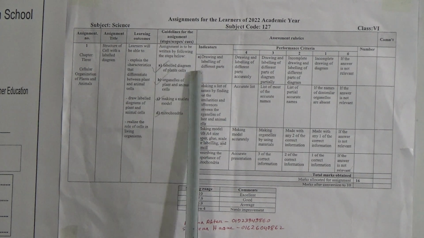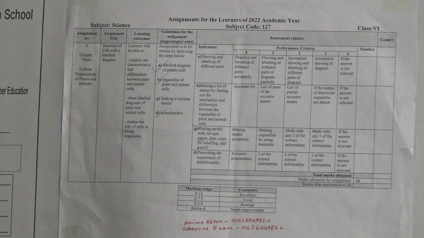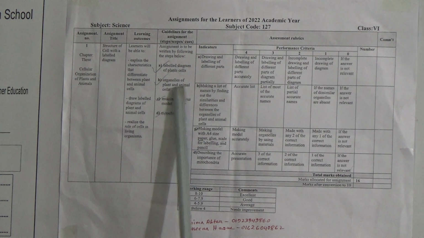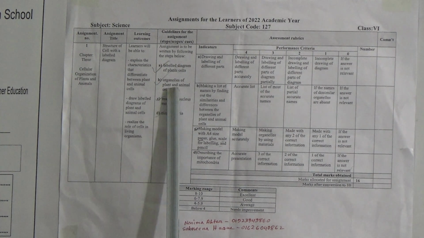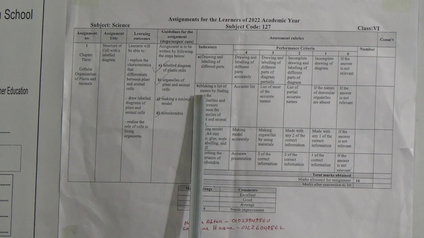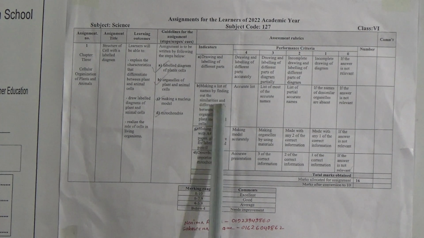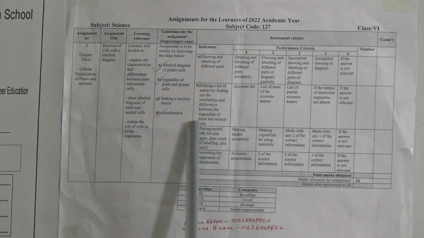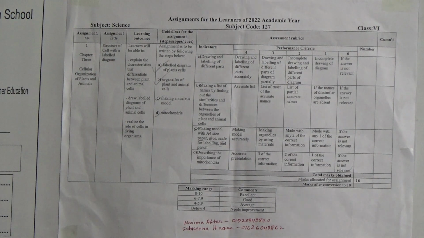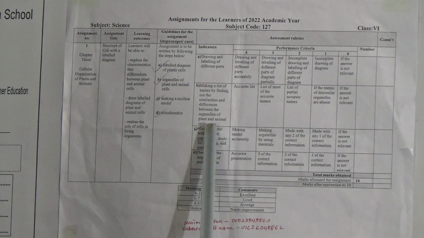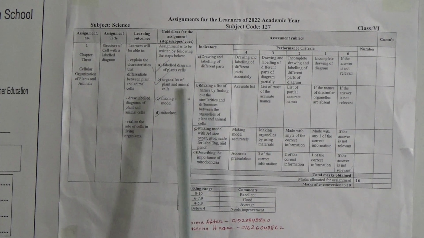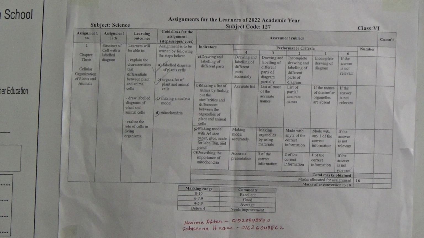The assignment is to be written by following the steps below. A number here is level diagram of plant cell. That means you have to draw a plant cell with level diagram. And B number, organelles of plant and animal cells. That means you have to make a list of names by finding out the similarities and differences between the organelles of plant and animal cells. We have to make a differentiate table, and write there the differences between plant and animal cells, and also similarities. Both similarities and dissimilarities we have to write.